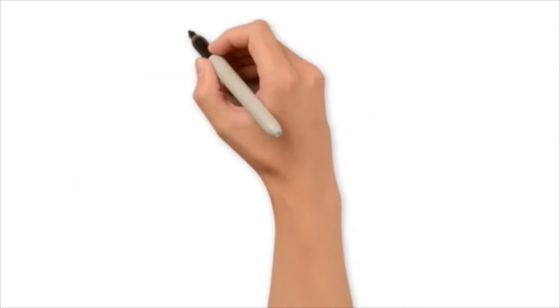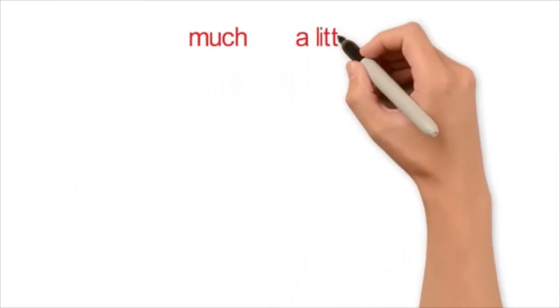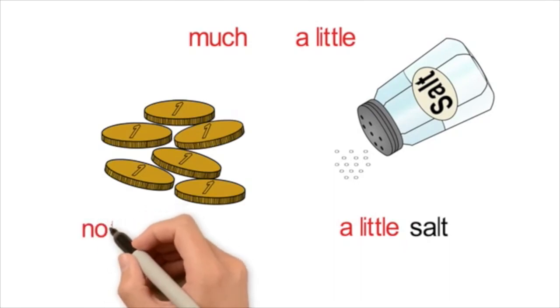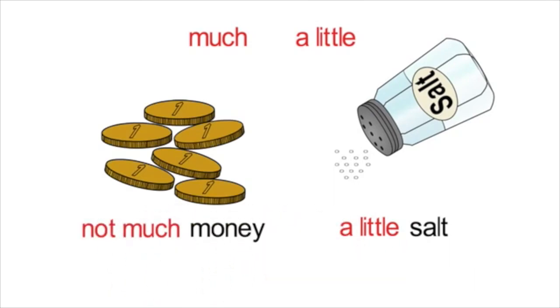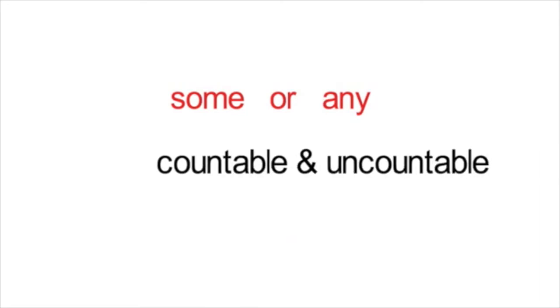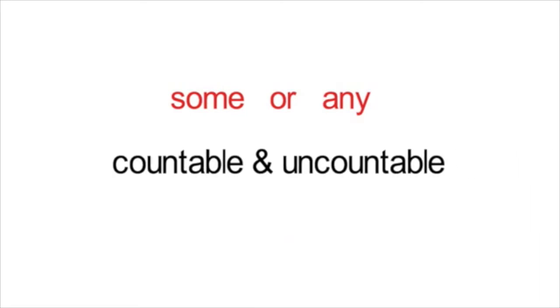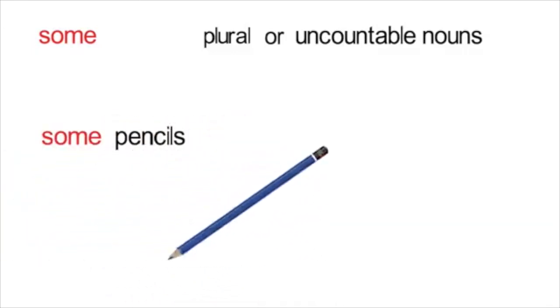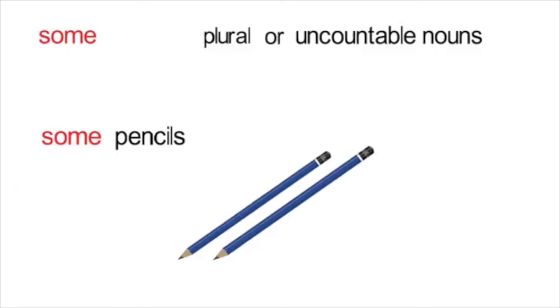Another way to make uncountable nouns seem plural is by adding the words much and a little. So, for example, a little salt, or not much money. I have just one more point I would like to explain: how to use some or any with countable and uncountable nouns. You can use some with plural or uncountable nouns. So some pencils is countable. It can be counted. 1 pencil, 2 pencils, etc.